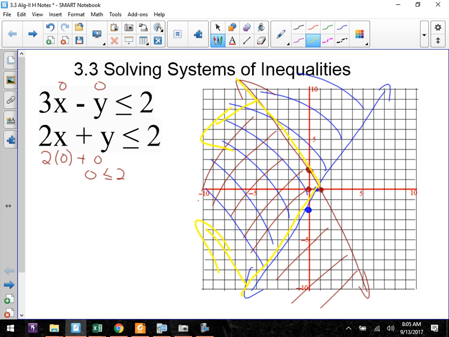2 graphs, 1 graph paper. We're saving paper. Environmentalists among us all.